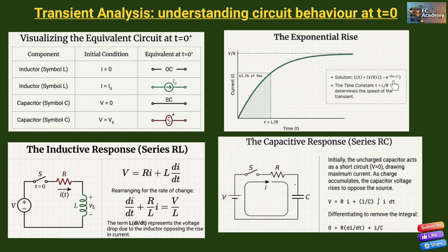So in this equation, L by R represents the time constant tau that determines the speed of the transient. From this, we can understand that current doesn't jump straight up. It rises exponentially as shown in this figure. Now let us understand the capacitive response, where we are connecting a series RC in the circuit.